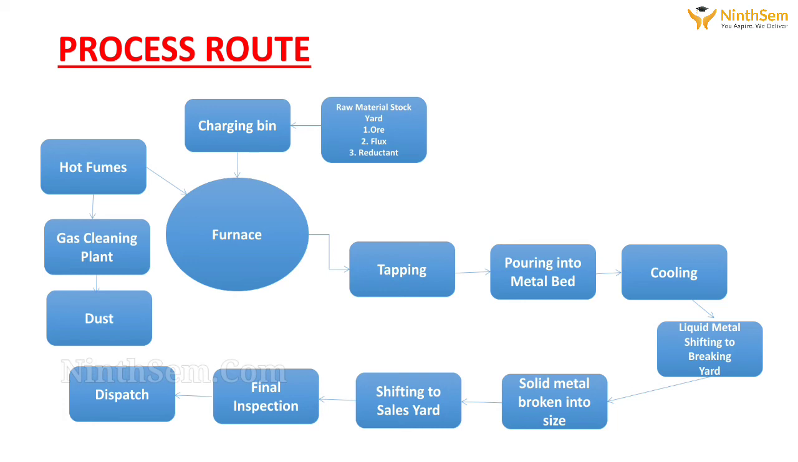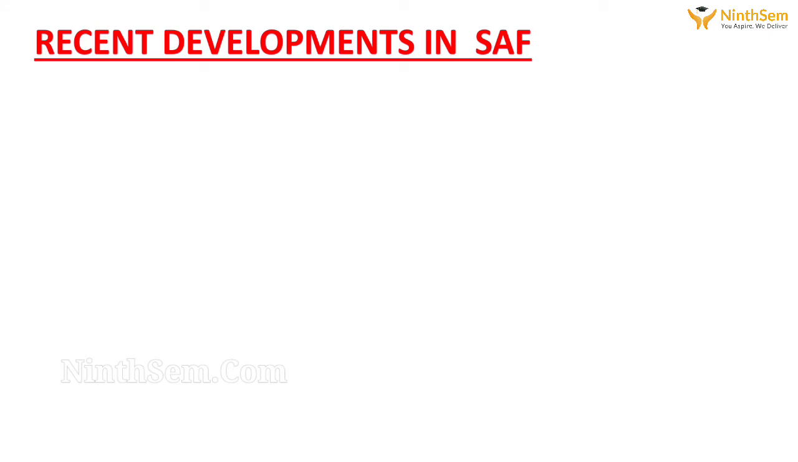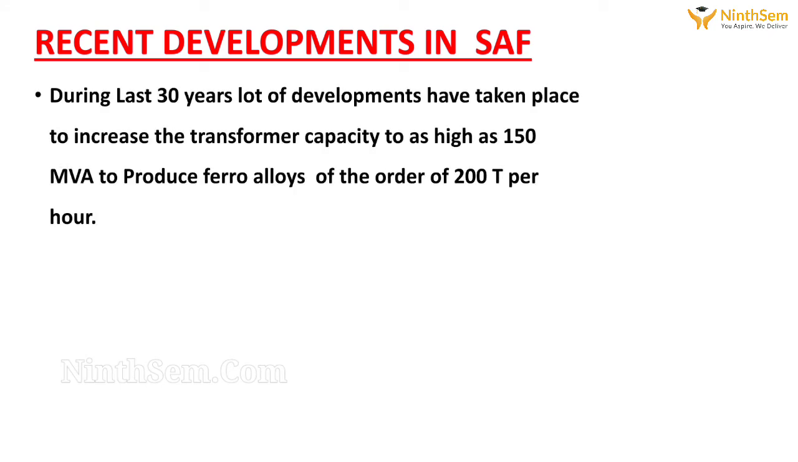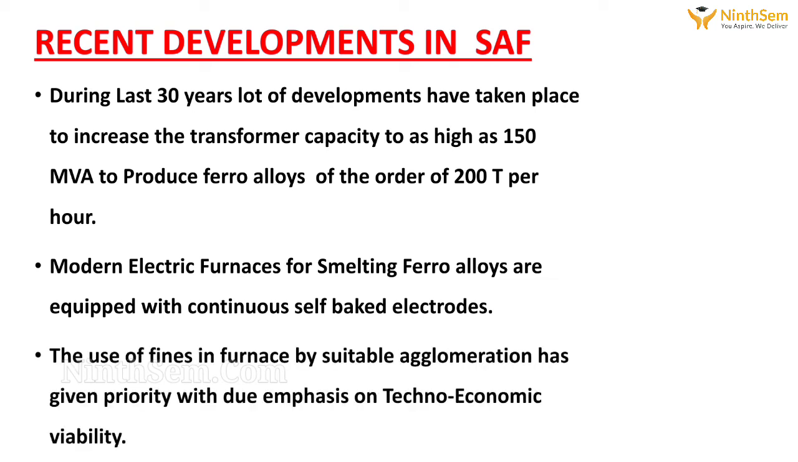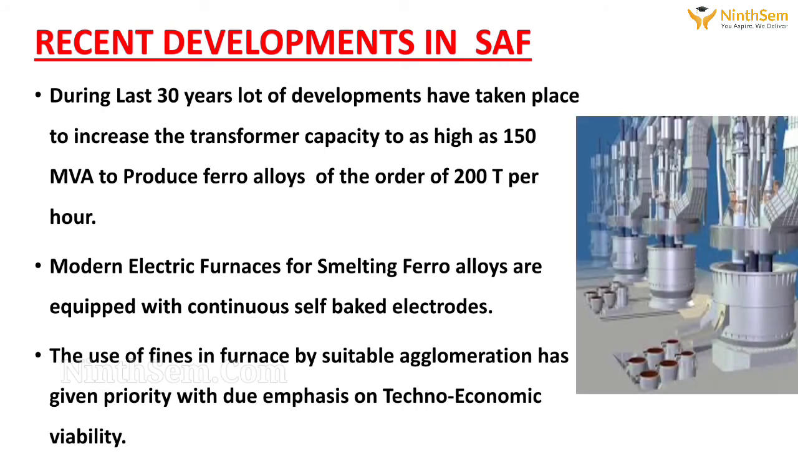Now see the recent developments in submerged arc furnace. During the last 30 years, a lot of developments have taken place to increase the transformer capacity to as high as 150 MVA to produce ferroalloys at 200 tons per hour. Modern electric furnaces for smelting ferroalloys are equipped with continuous self-baked electrodes. The use of fines in the furnace by suitable agglomeration has been given priority with due emphasis on techno-economic viability.